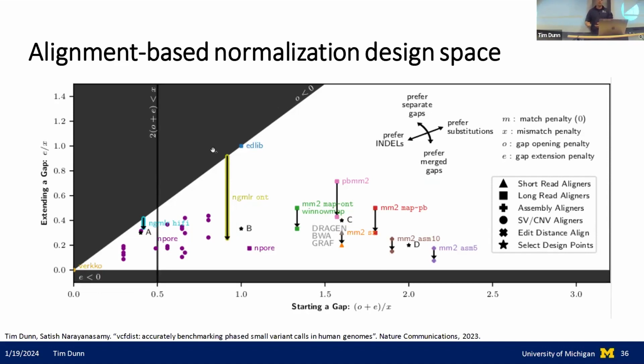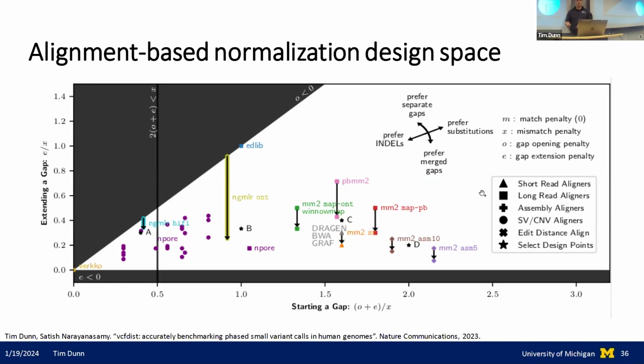As you move towards this line, you will start preferring to have separate gaps. In the extreme case, if you have an edit distance alignment where you don't have any gap opening penalty, then you can have as many separate gaps with no additional penalty. And then along this axis, you would prefer to merge your gaps as much as possible. Based on the application, you'll choose a different design point in this space.